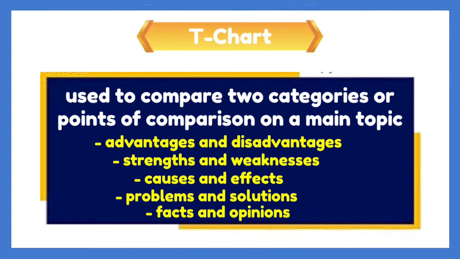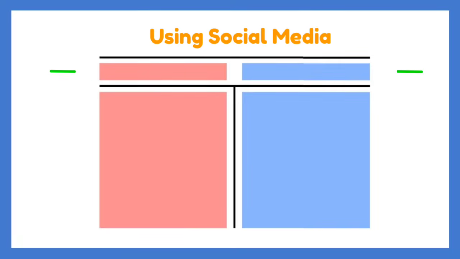Now, let us see what a T-chart looks like. As you can see, it looks like letter T. That is why it is called T-chart. Okay? So, what are you going to put here? This space here is where you put your main topic or subject. Let us say, using social media is a topic. And below it is the chart itself, with two columns in which you should write your points of comparison.